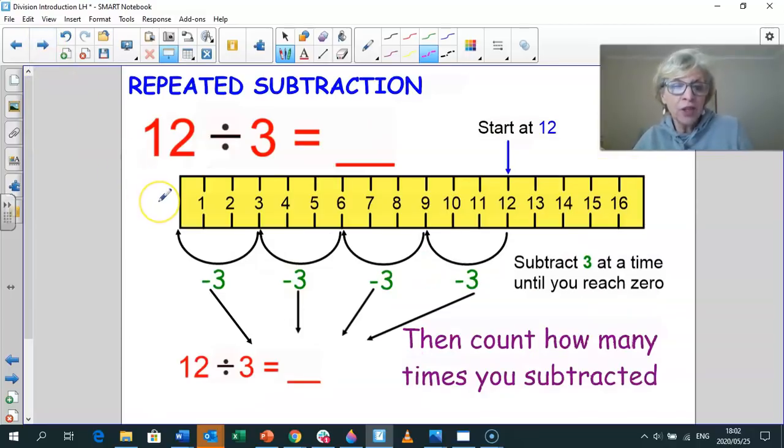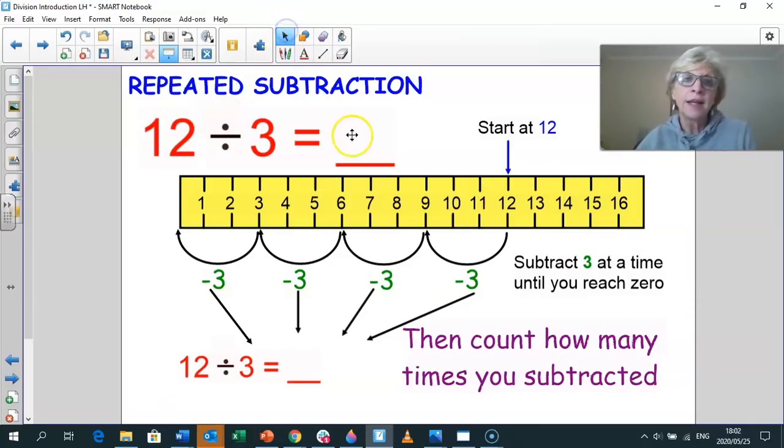And then the next one, and the last one for this lesson that we're going to be looking at, is repeated subtraction. Now, when I went over multiplication a few lessons back, I talked about repeated addition, which is the same as multiplying, just a different way of doing it. So now I'm going to do repeated subtraction. I'm going to take away 3 as many times as I need to from 12, right? So 12 divided by 3, let's start now at 12.